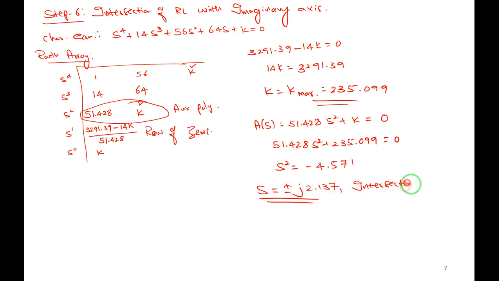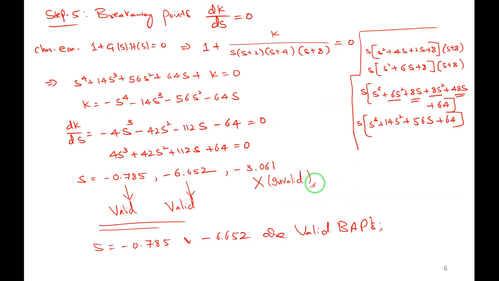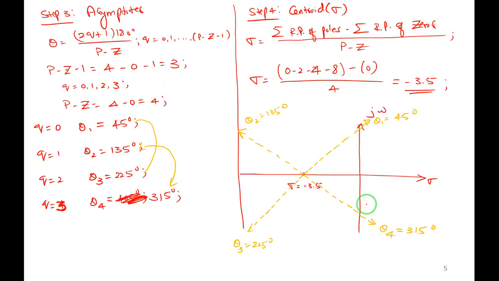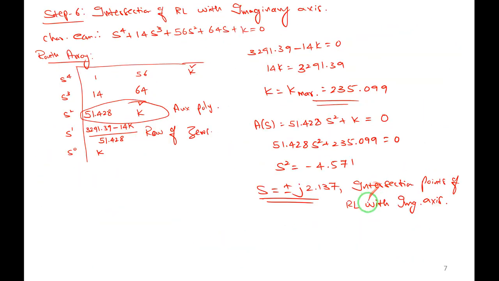Okay, these are the intersection points of the root locus with the imaginary axis. I can cross verify. Let me check here in the diagram. Plus j 2.137, yes, it is correct. Plus j 2.137 and minus j 2.137. They have written it wrong here, but it's correct. Intersection points, yes. Okay, fine.